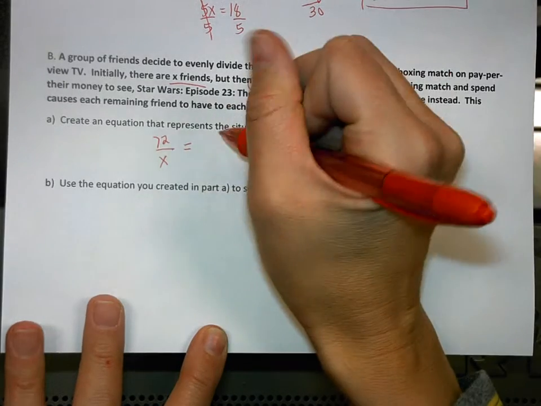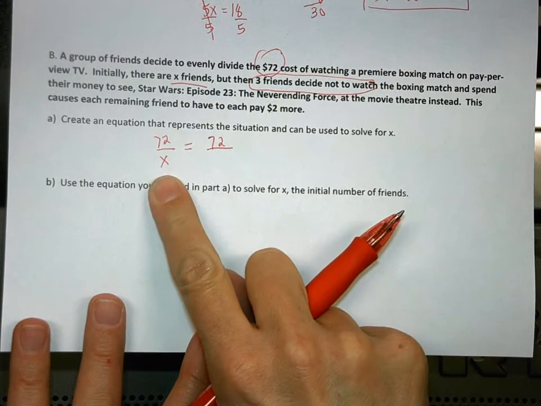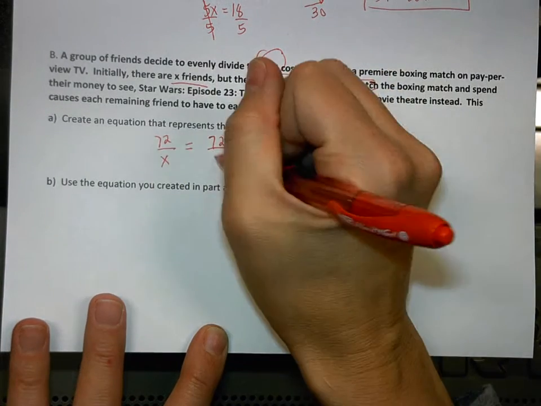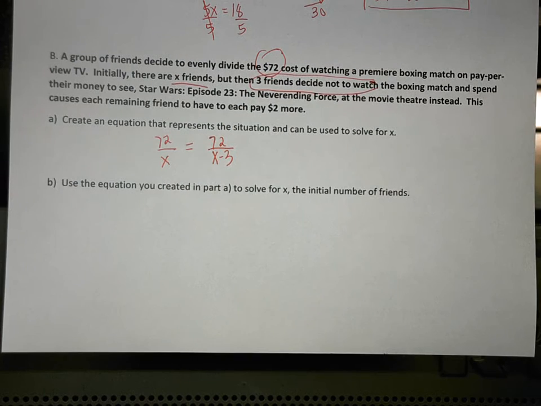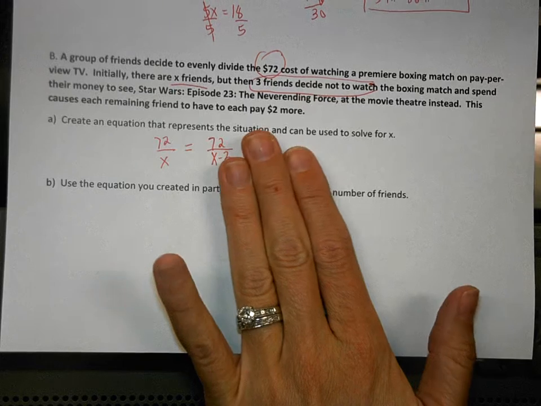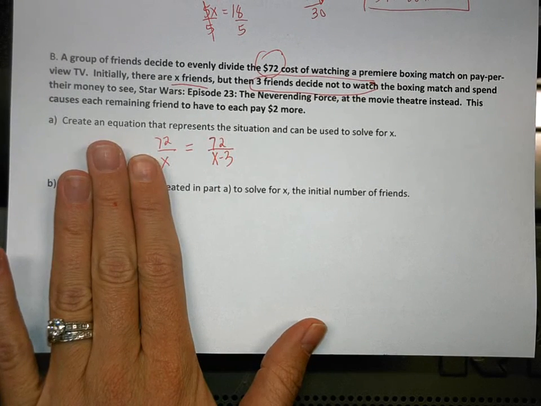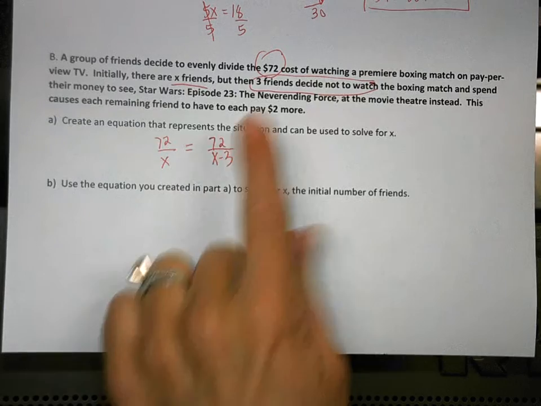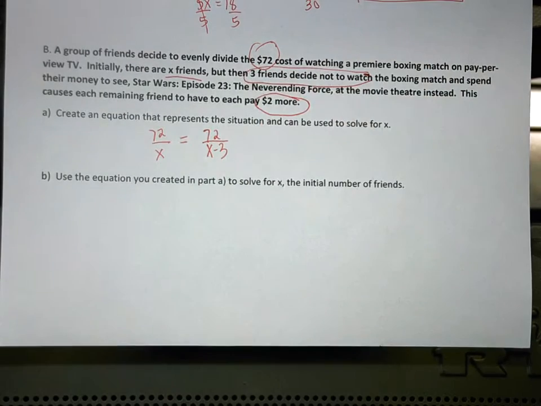So that means that we end up taking our 72, and this was a bigger number, right? And we're going to take 3 away from it. So we're going to divide by X minus 3 because there's actually 3 less people. Which means it ends up costing more money, correct? So right now, this is not a balanced equation. We have to do something to this side in order to make it balanced to what it was originally. So it has to do with the $2, okay, because they end up spending $2 more, okay?